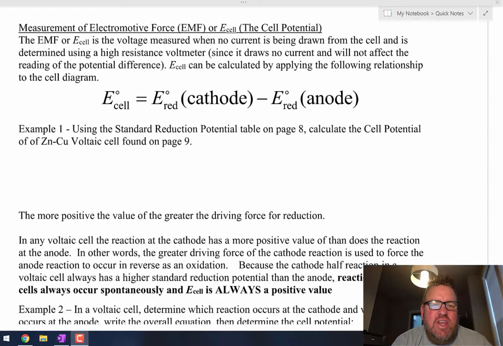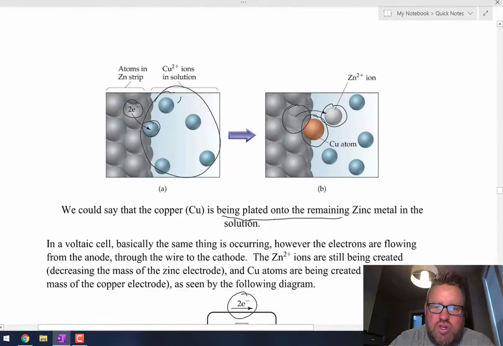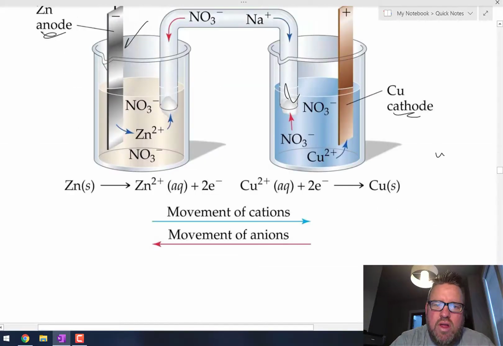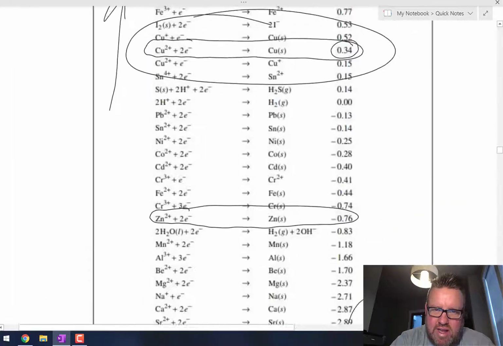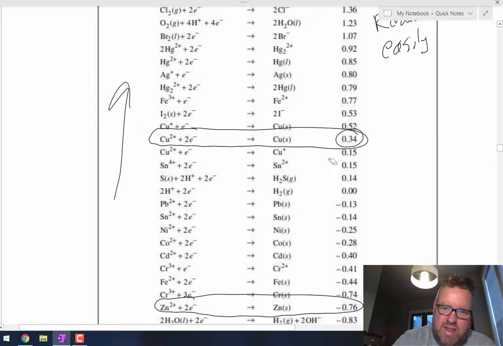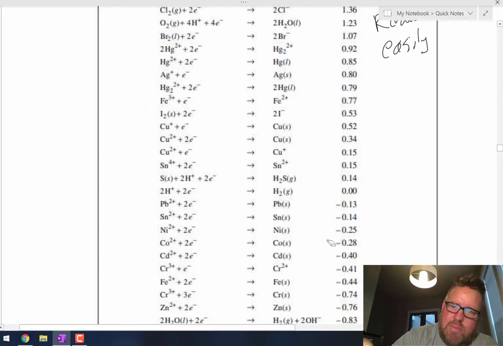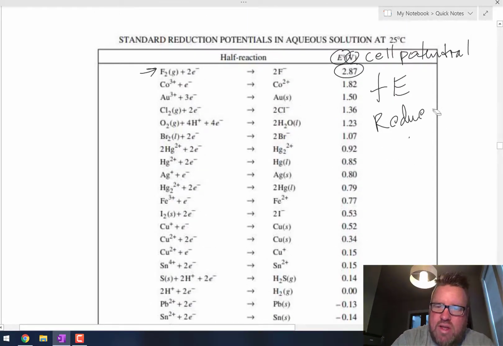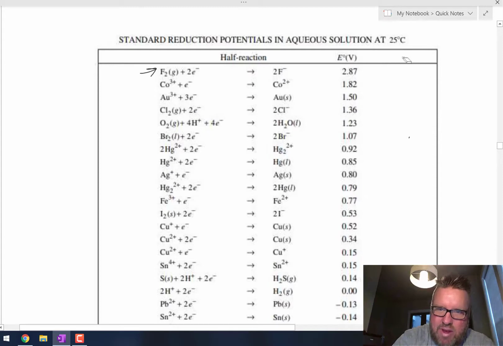Okay, one of the ways that you determine what's called the cell potential of a voltaic cell is that you use what's called the standard reduction potential. So remember that chart that I showed you way back a few pages ago that shows the different cell potentials right here. Remember, they're not going to give you this table anymore on the AP test. They're just going to give you the ones you need in the problem.